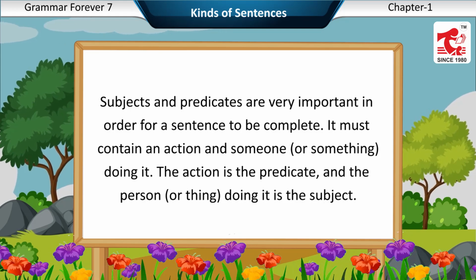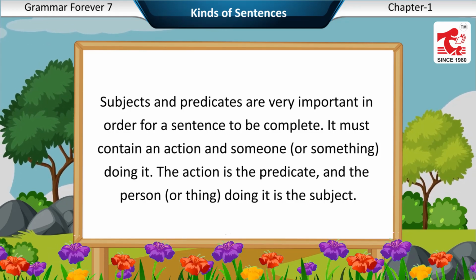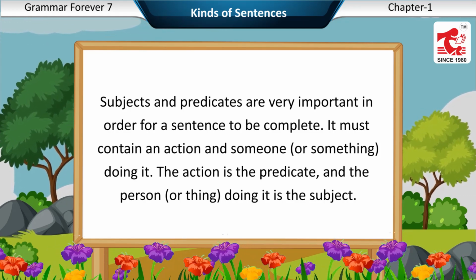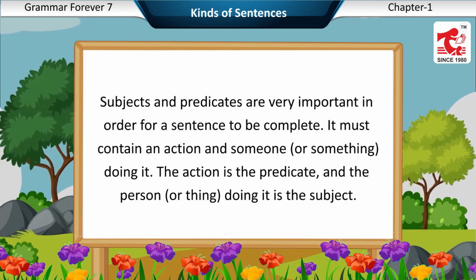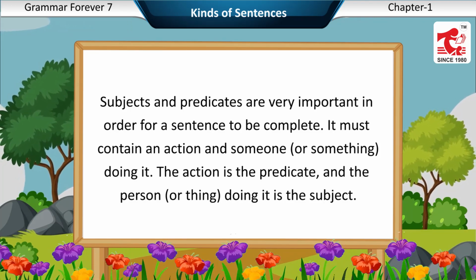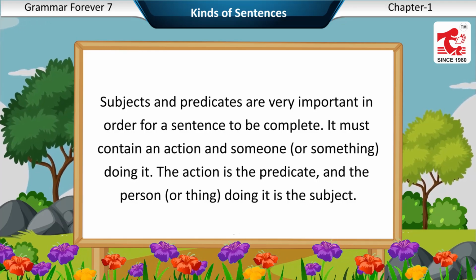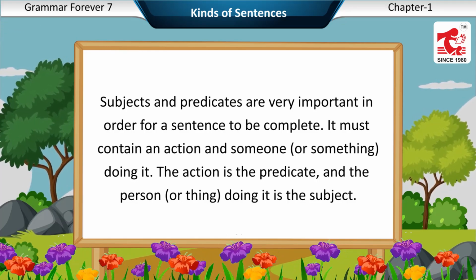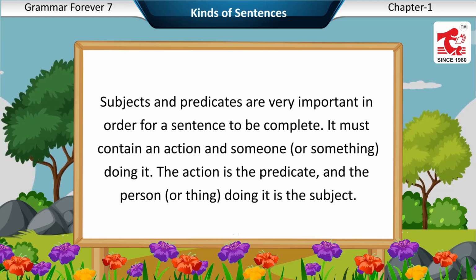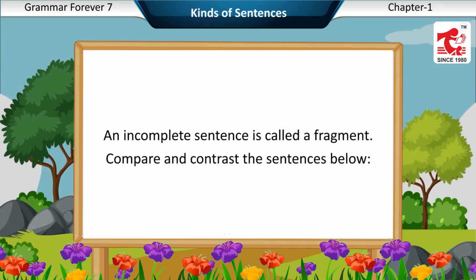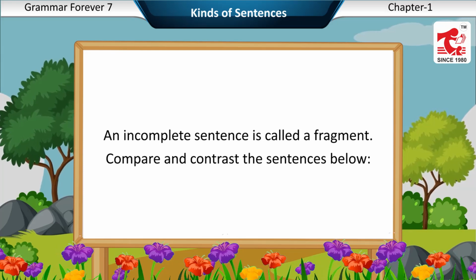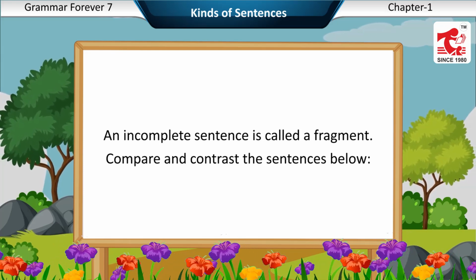Subjects and predicates are very important in order for a sentence to be complete. It must contain an action and someone or something doing it. The action is the predicate and the person or thing doing it is the subject. An incomplete sentence is called a fragment. Compare and contrast the sentences below.